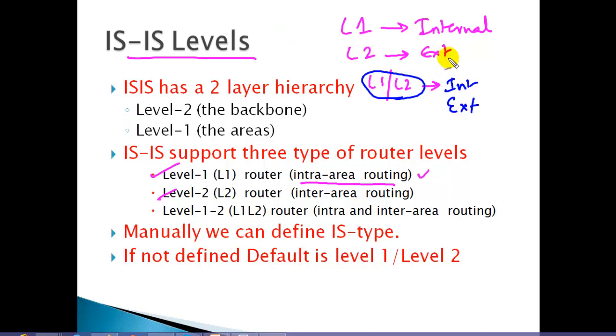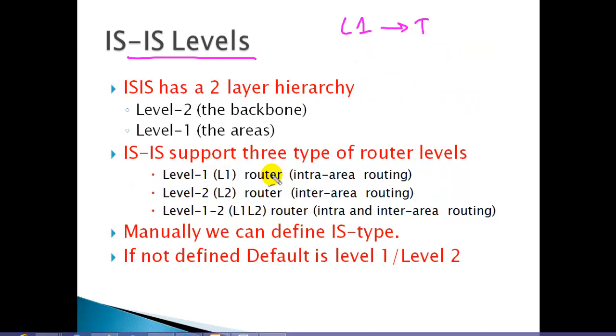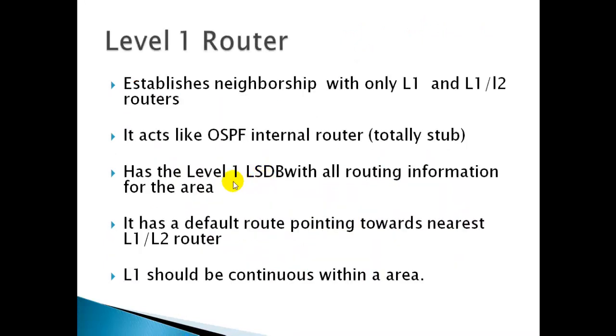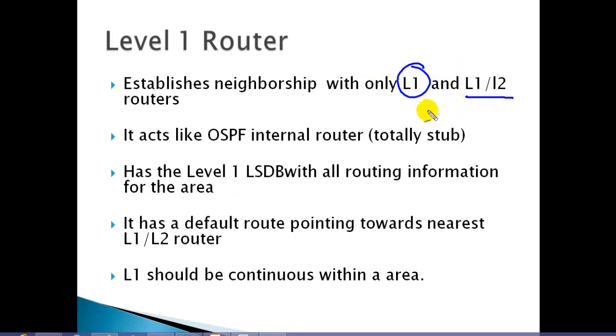Before we get into this particular level 2 hierarchy, the first thing we need to understand is the different types of routers we have in our ISIS here. So let us see the difference in detail about these different types. We are starting with level 1 routers. Level 1 routers are the routers which are going to establish neighborship with only level 1 routers or level 1-level 2 routers. So it is more equivalent to your internal router.